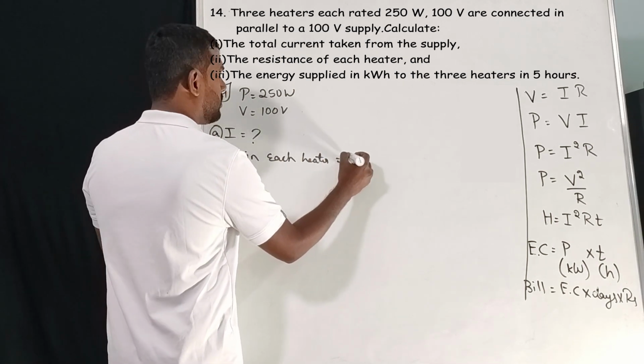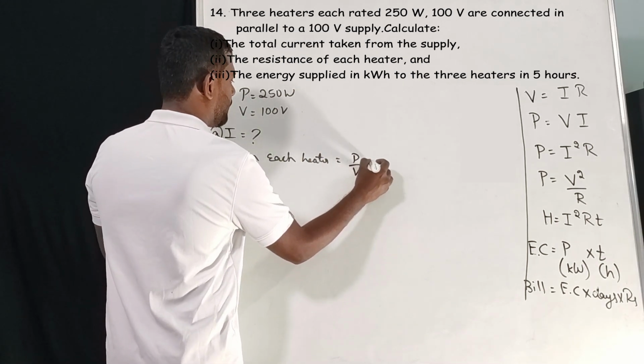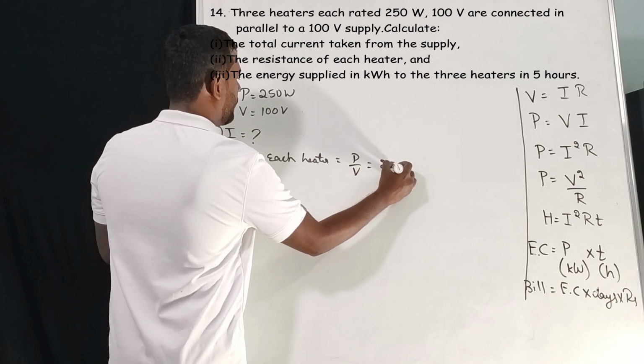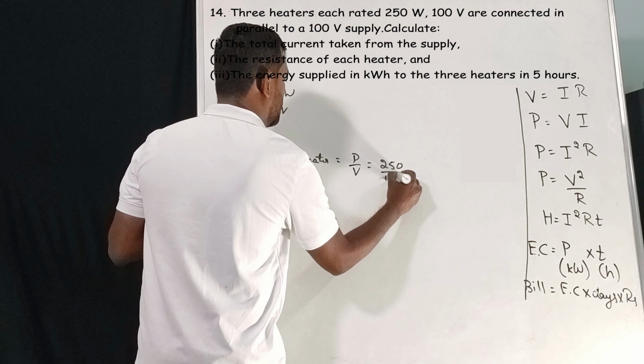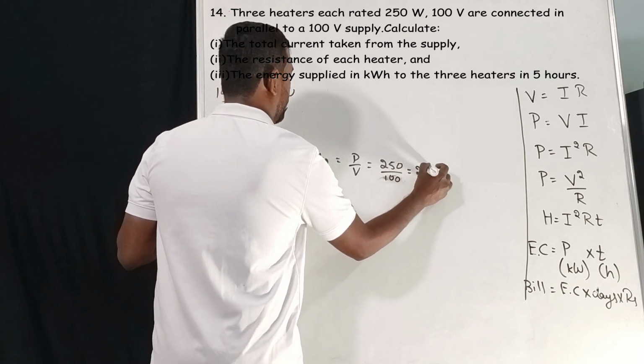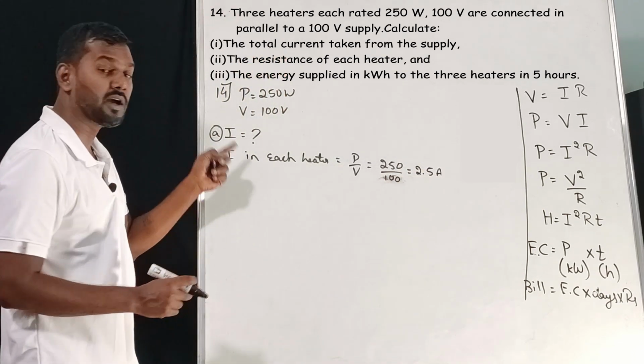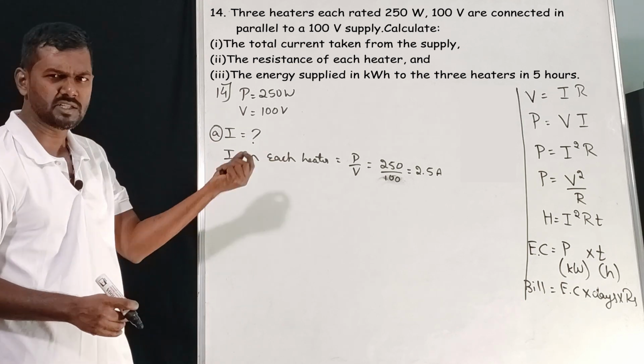Now I is equal to P by V. P is nothing but 250 by V. V is nothing but 100, right? So this will be 2.5 amperes. This is the current in one heater, or each heater.